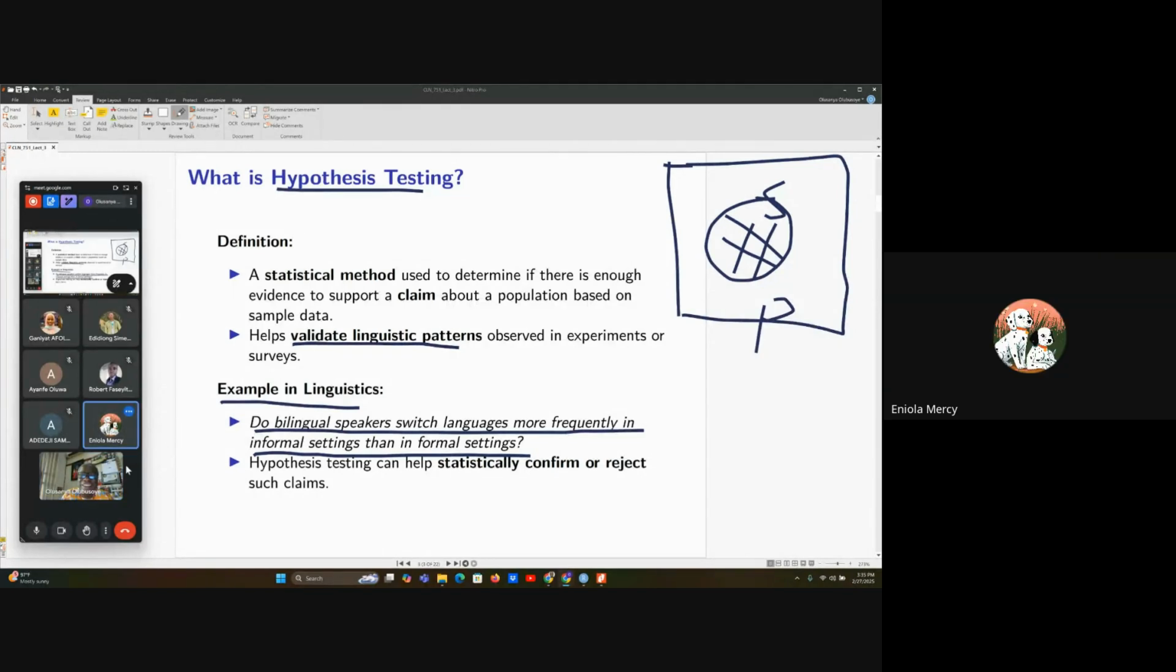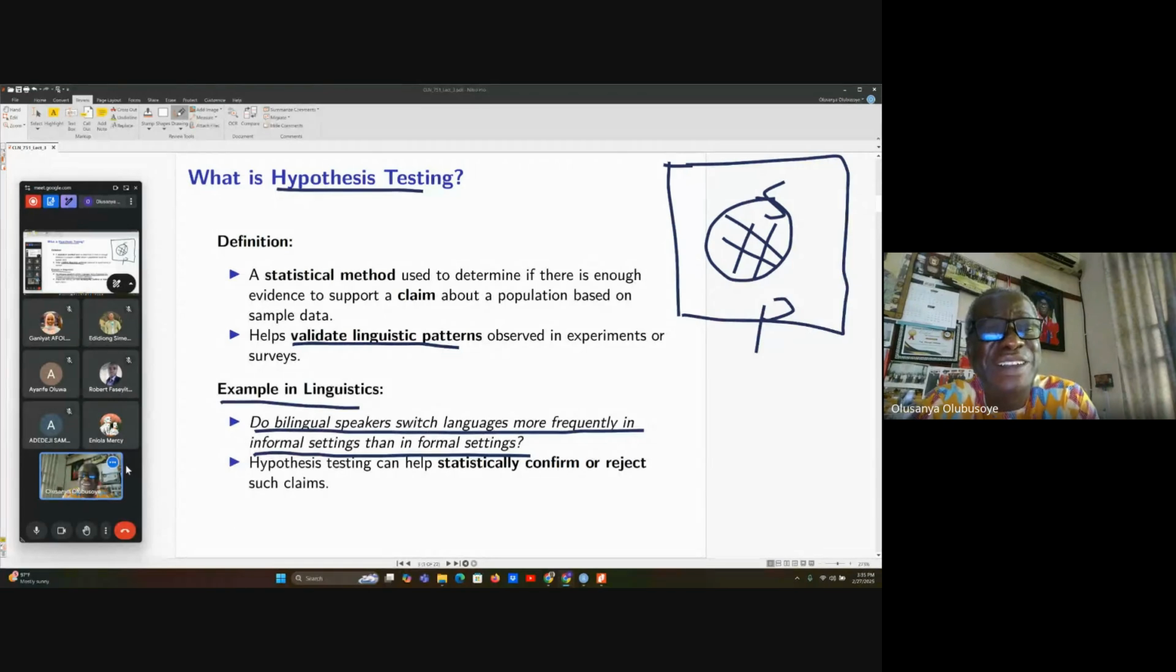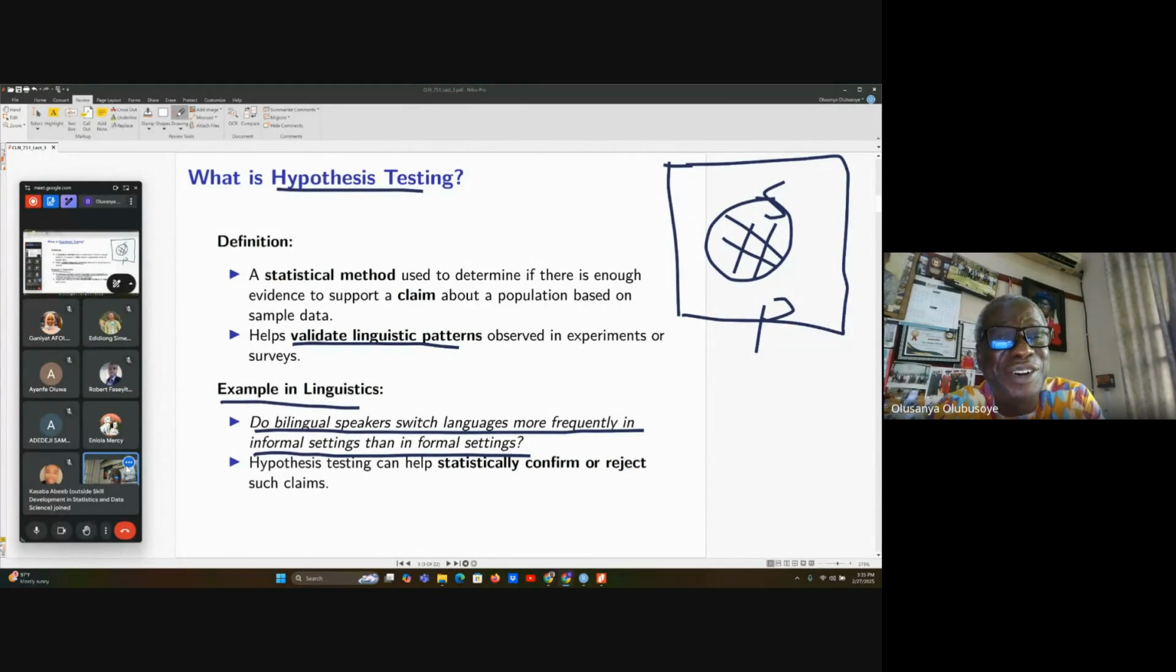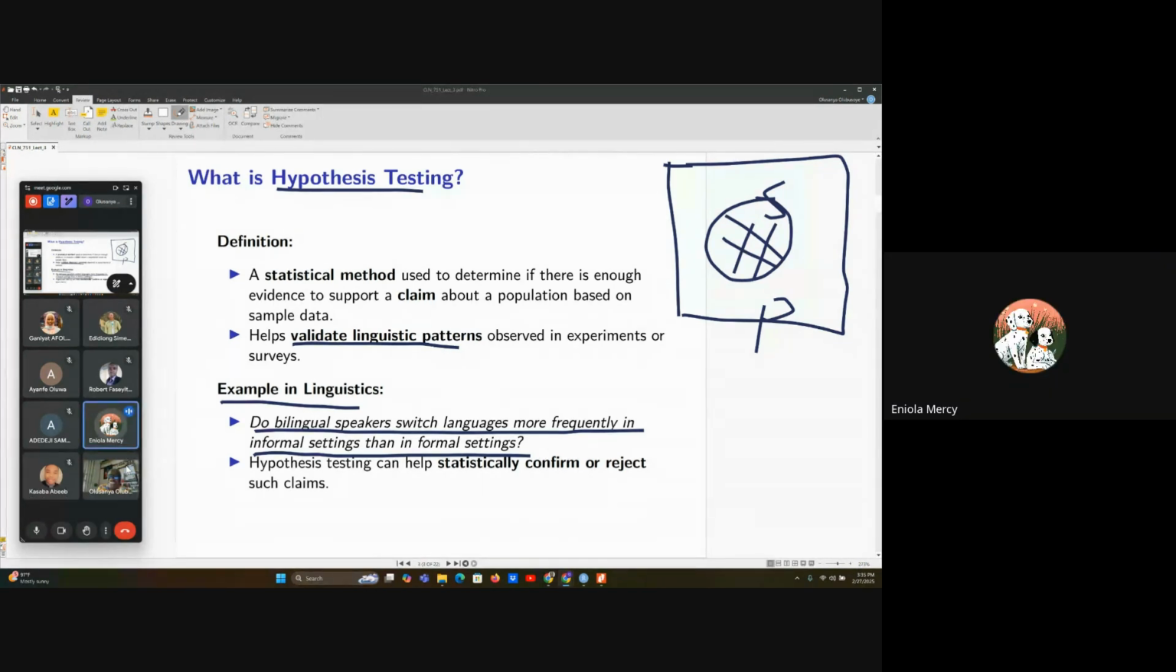Yes, sir. How many words will you likely speak before you interject with another language? Maybe if you are speaking Yoruba, you suddenly switch to English. Do you have an idea, or is it so frequent? It's not so frequent, sir.